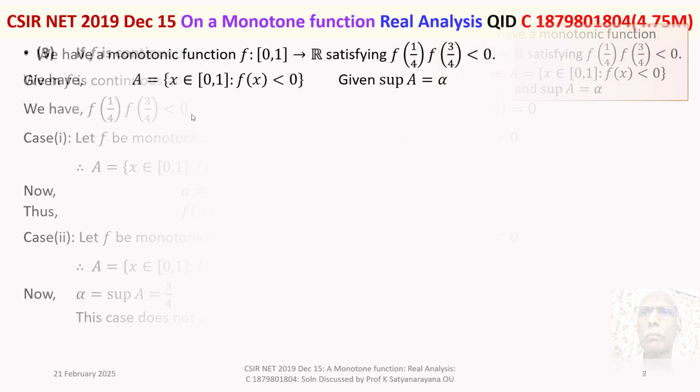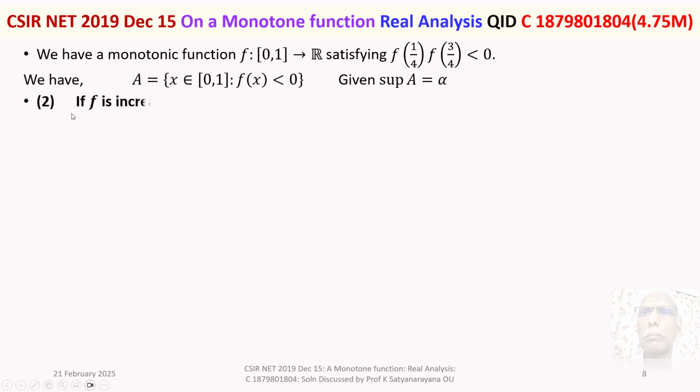Let's move on to option 2. If f is increasing, you see, here what we are talking about is monotonically increasing, not strictly increasing or whatever it is, just monotonic increasing, then f of alpha is less than or equal to 0. Is it true? That's the question. Right. There are examples where this may not be possible. So let us consider this example.